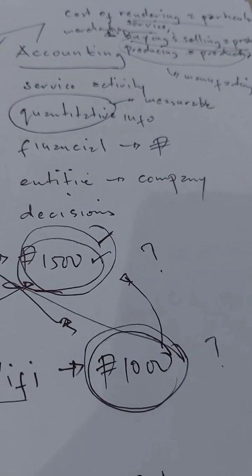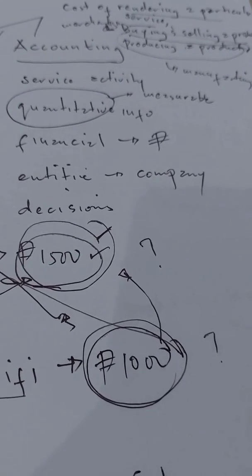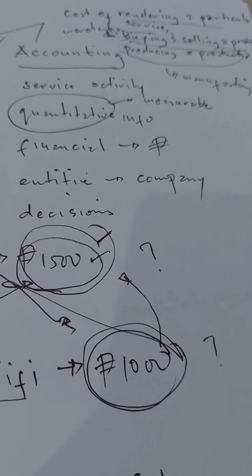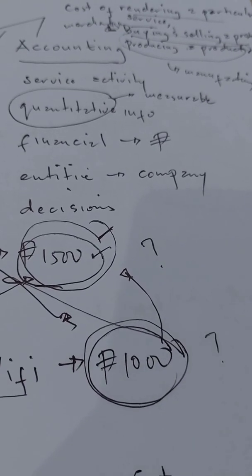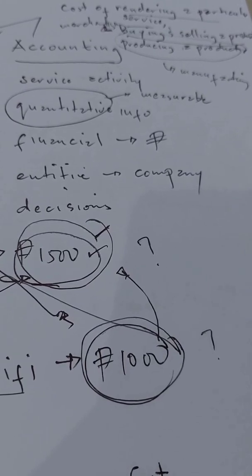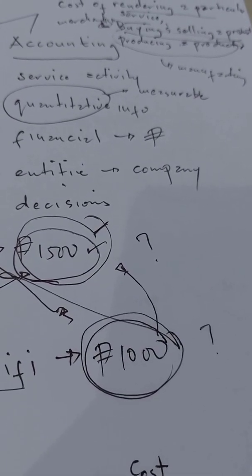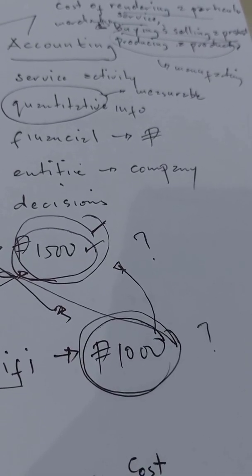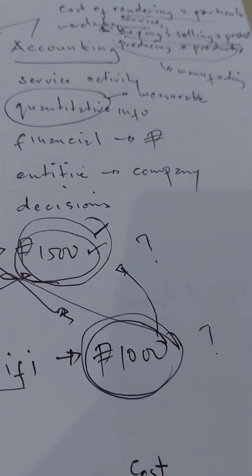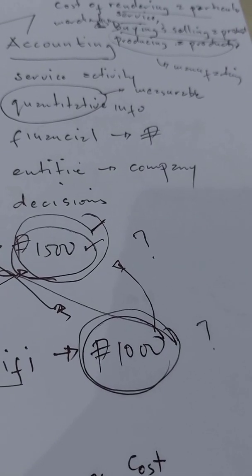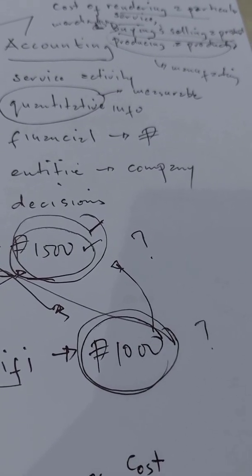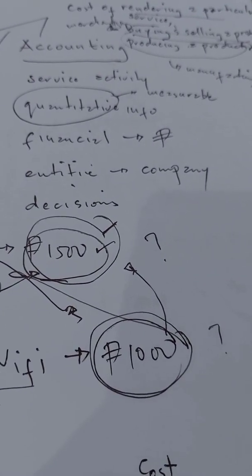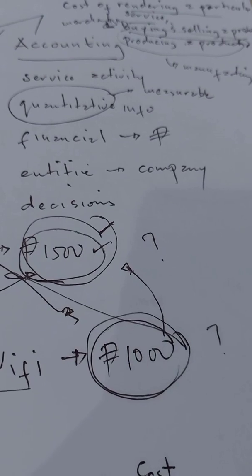So, since yan yung subject natin, you have to memorize the definition ng cost accounting. So, it is an expanded phase of general or financial accounting which informs management promptly with the cost of rendering a particular service, buying and selling a product, and producing a product. So, it is the field of accounting that measures, records, and reports information about costs. So, kaya nga siya, cost accounting.